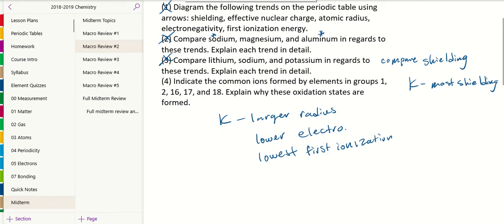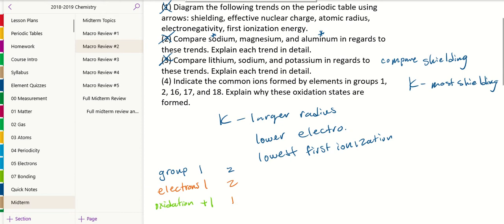All right, common ions found for the elements in group 1, 2, 16, 17, and 18. Group 1 has how many valence electrons? 1 valence electron. So what oxidation state is formed? It loses that 1 and forms a +1 oxidation state. What about group 2? Has 2 valence electrons, forms a +2 oxidation state.